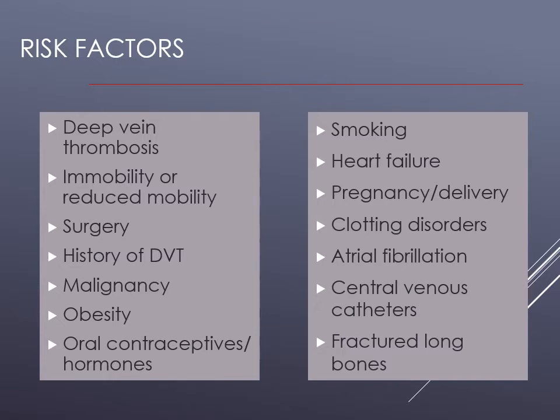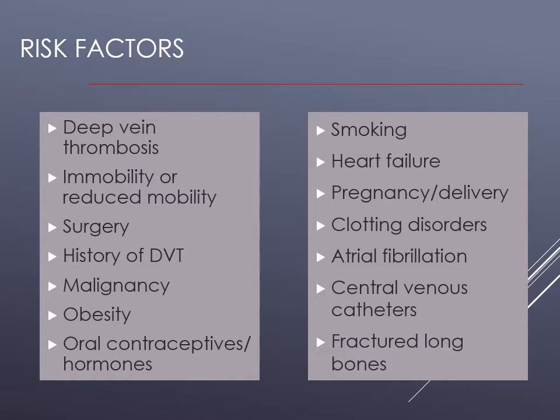Risk factors for PE include immobility or reduced mobility, surgery within the last 3 months, especially of the pelvis or lower extremities, history of DVT, malignancy, obesity, oral contraceptives, hormone therapy, cigarette smoking, prolonged air travel, heart failure, pregnancy, and clotting disorders. Other sites of origin of PE include the femoral or iliac veins, the right side of the heart if you have atrial fibrillation, and the pelvic veins, especially after surgery or childbirth.